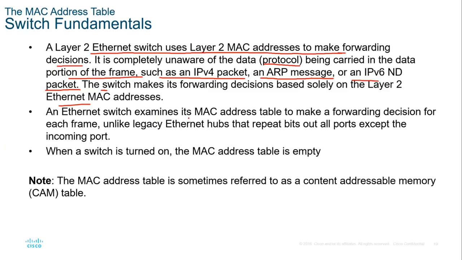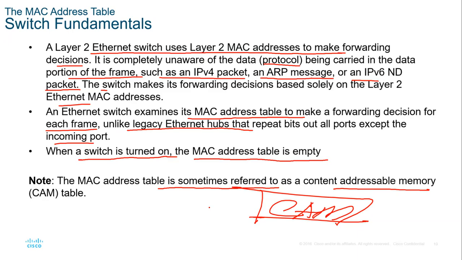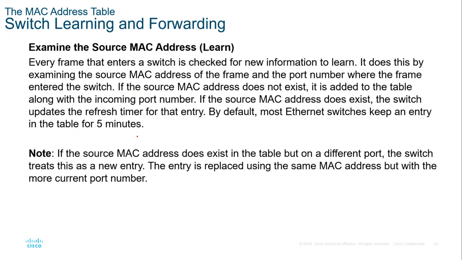An Ethernet switch examines its MAC address table to make a forwarding decision for each frame, unlike legacy Ethernet hubs that repeat bits out of all ports except the incoming port. But when a switch is turned on, most of the time the MAC address table is empty. The MAC address table is sometimes referred to as content addressable memory, or CAM. So, switch learning and then forwarding: examine the source MAC address.